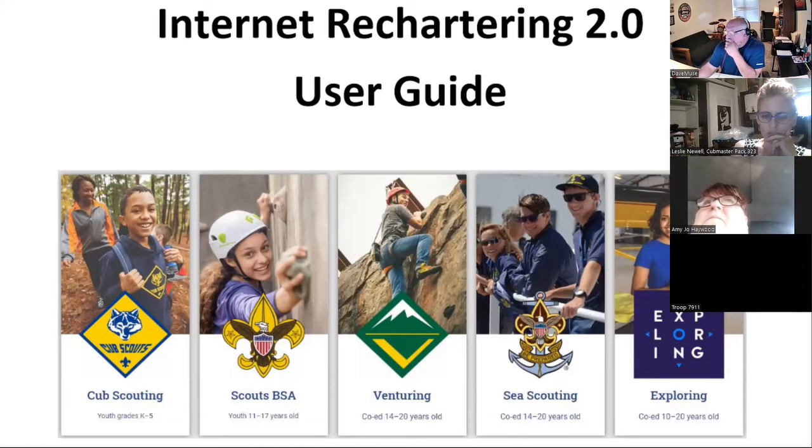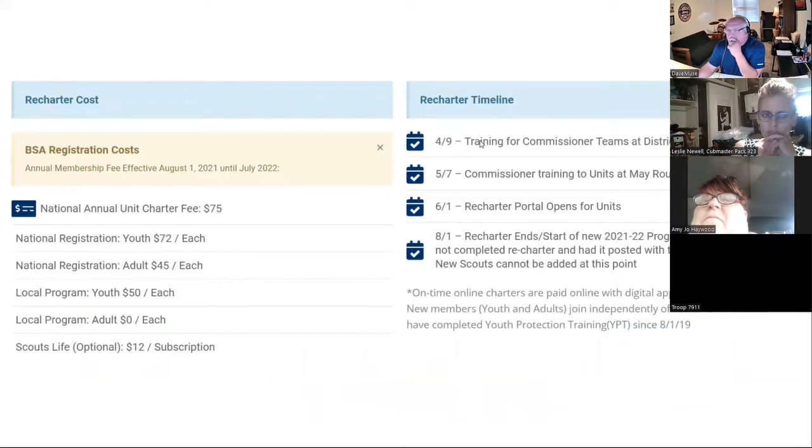Okay, so this is the cover of the user guide. And the first step I want to go to is the elephant in the room. Everybody wants to know, what's it going to cost? And this is taken directly from our council website. So the current national unit charter fee for this Recharter cycle is $75.